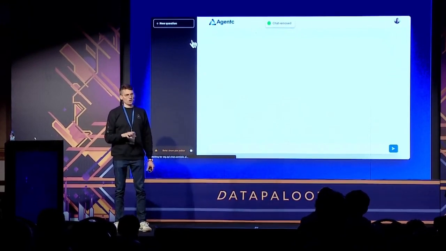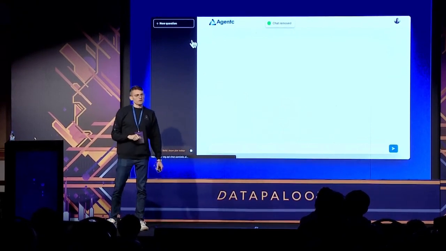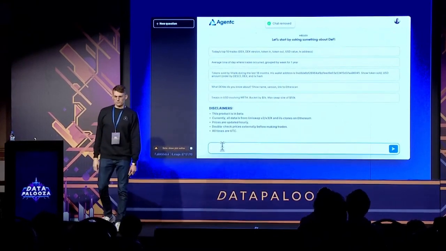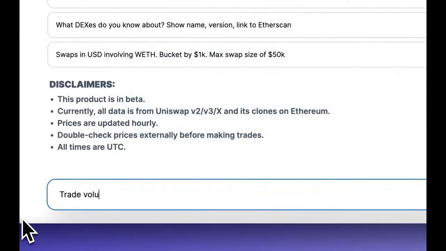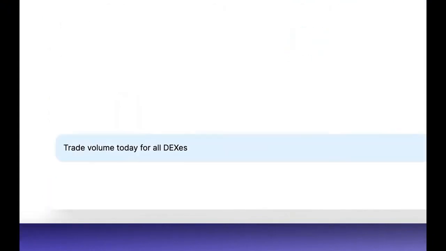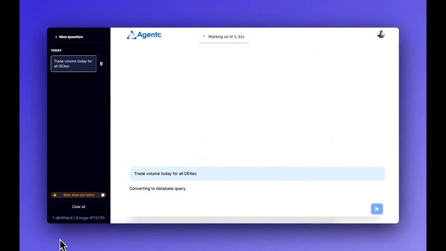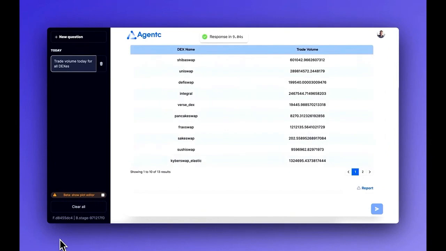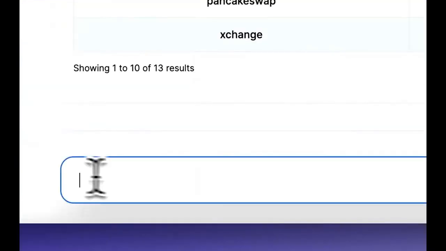And it's only on Ethereum right now. So press play, please. You go to Agency, and you can type a question in natural language. Here I'm typing "trade volume today for all DEXs." What's happening is that English is being sent to the back end, converted to ClickHouse SQL, and then it's returning the results and showing you the results.